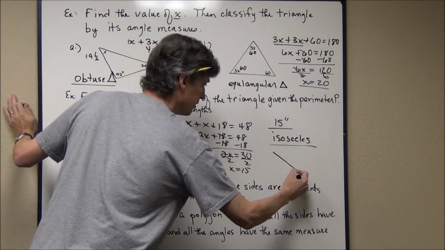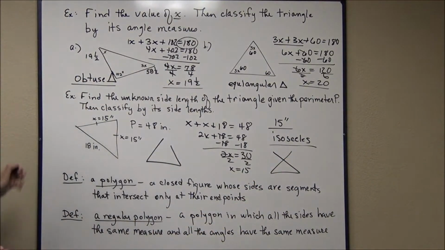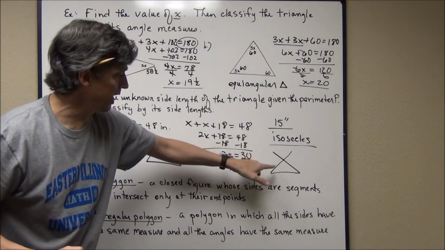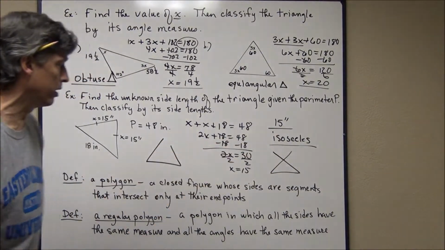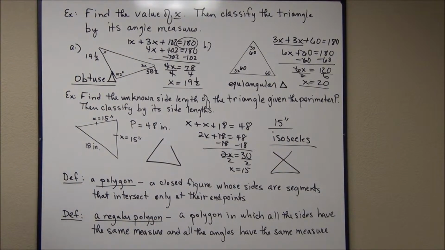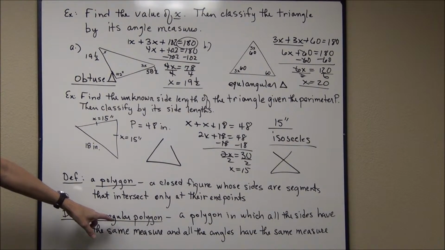This is not a polygon because these two sides here don't intersect at their endpoints, they intersect somewhere in the middle. So polygons don't have to have just three sides, by the way. I mean, think about squares and rectangles and some of those types of shapes. Those are all examples of polygons. Okay? Now, a special type of polygon is called a regular polygon.